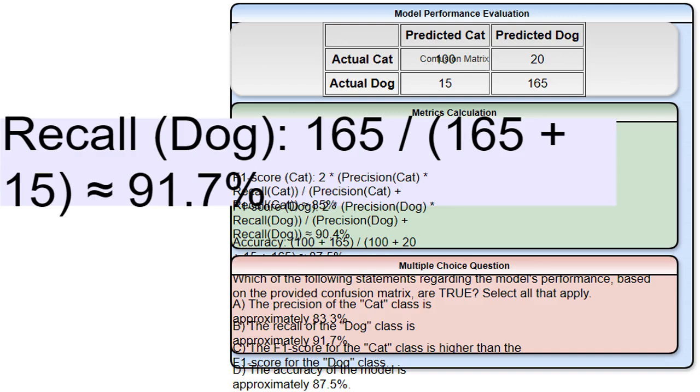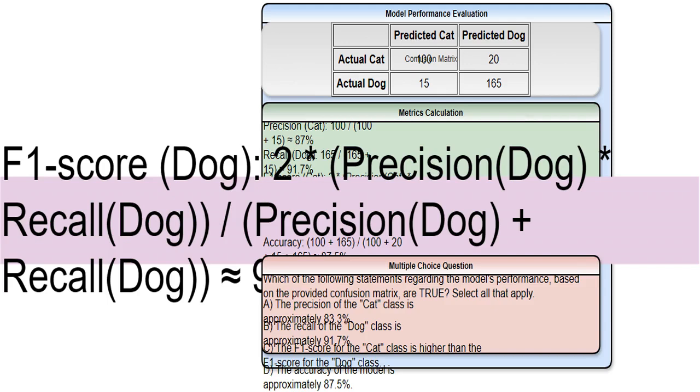The F1 score for cat balances precision and recall. First, I calculate recall, see line 8. Then I compute the harmonic mean using the precision and recall values to get the F1 score for cat. For the overall accuracy, I add up the number of correctly classified cats and dogs, 100 plus 165. Then divide by the total number of images, 100 plus 20 plus 15 plus 165. The result is the overall accuracy of the model, which is approximately 87.5%.